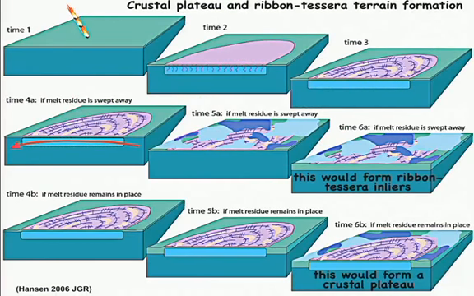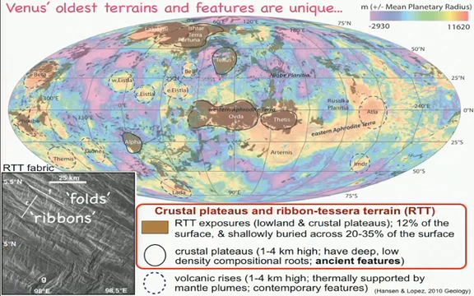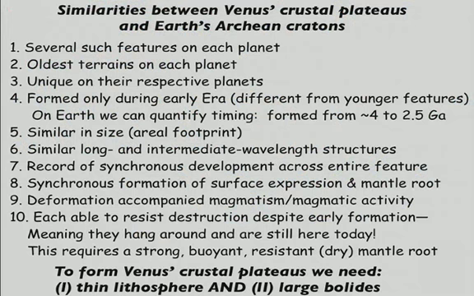So we can look at Venus, and we can say, OK, we go through these time steps like this, and we can form the lowland, or we can form the crustal plateaus. I'm going to speed up because I'm looking at the clock and going, okay, we have to get to the Archean. So we look at Venus, and these are unique features on Venus. The Ribbon-tessera only forms in these old times, and they are formed on thin lithosphere, large bolides, so early on in its history.